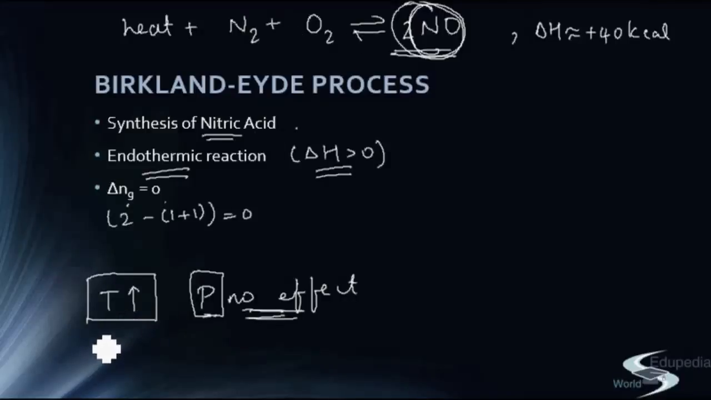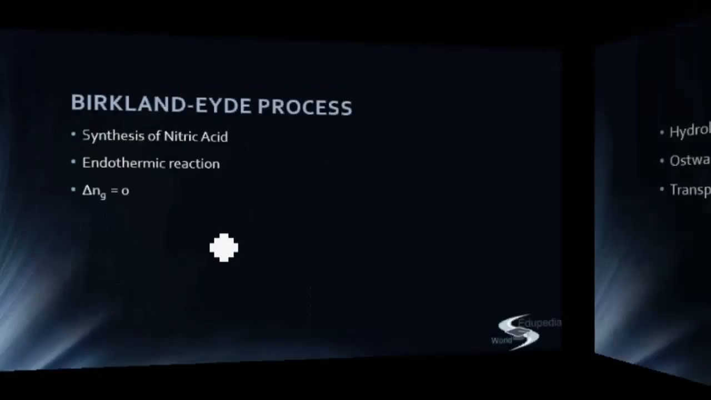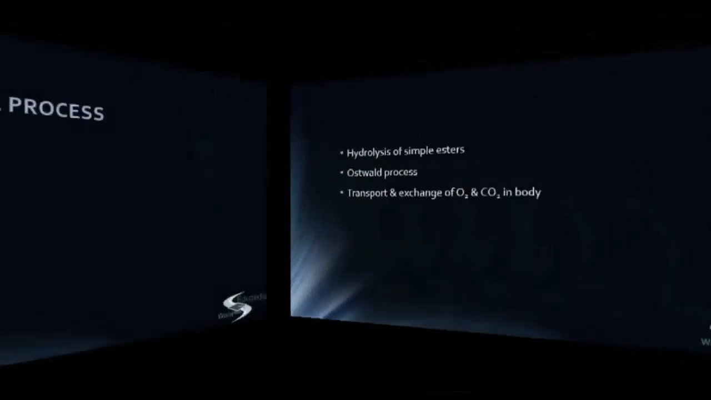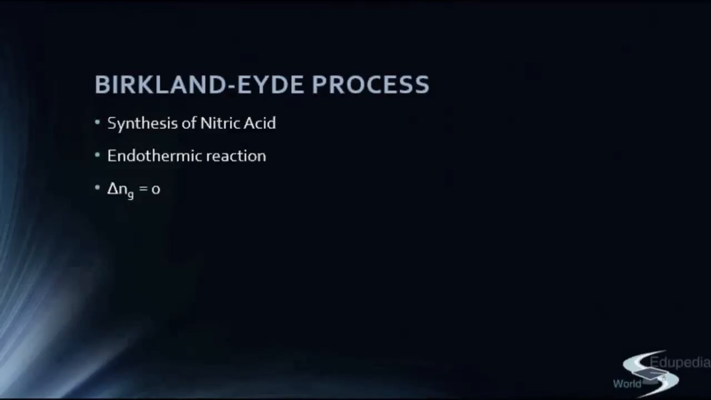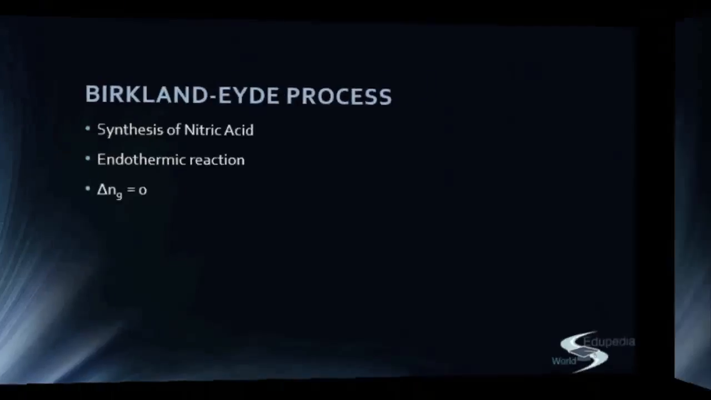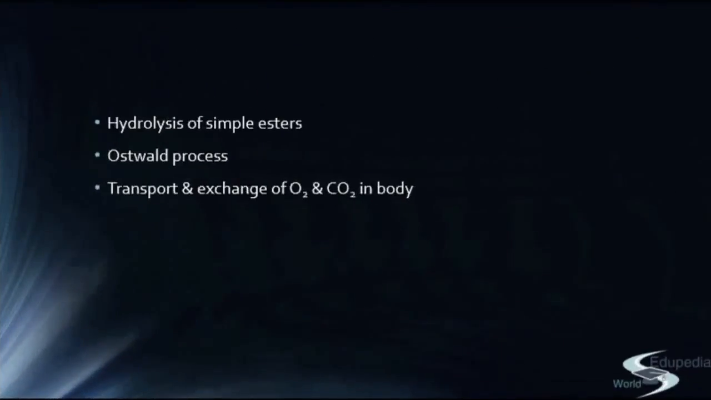Temperature in this process is kept around 1500 to 2000 degrees centigrade. This is high temperature in industries. Once again you can obviously use a catalyst here as well, but we don't need to do that. You don't need to study it in so much detail because this process is not being used anymore. In inorganic you will study something called the Ostwald process, which is now more commonly used for synthesis of nitric acid.